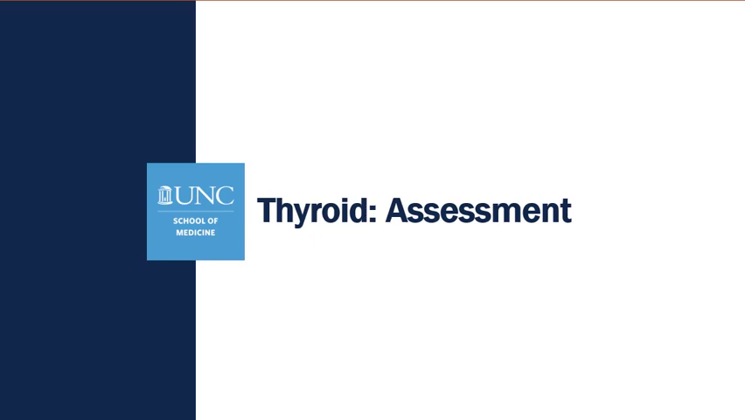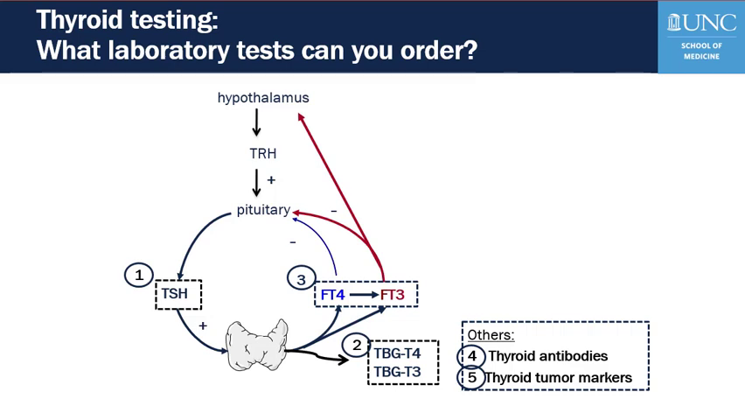Next, we'll discuss assessment of the thyroid gland. In testing thyroid gland function, there are several tests that can be performed, and so here's a general schematic of the hypothalamic pituitary thyroid axis, and each of those lab tests is numbered on this diagram. So the first potential test is TSH itself.